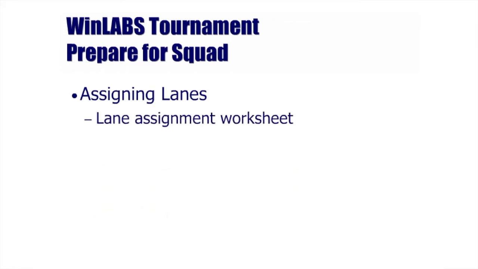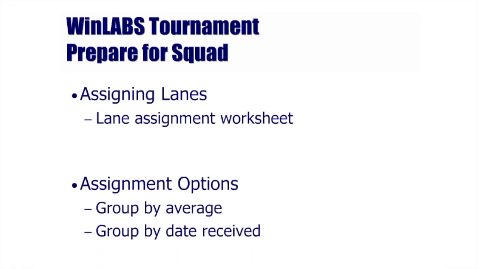Whether you assign lanes manually or automatically, you may want to view or print the lane assignment worksheet. The report lists the teams in entry number order. It provides information that may benefit the manual assignment process. At a minimum, it will identify those teams that wanted to bowl alongside of another specific team.